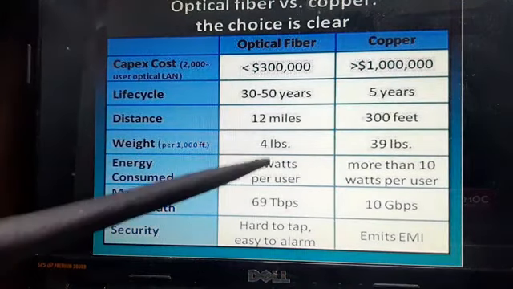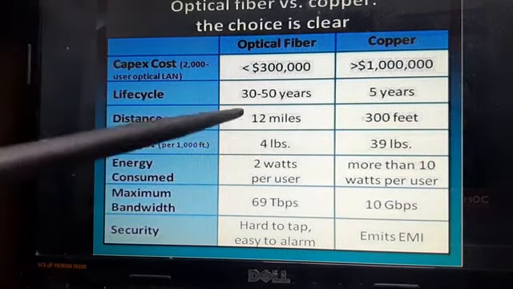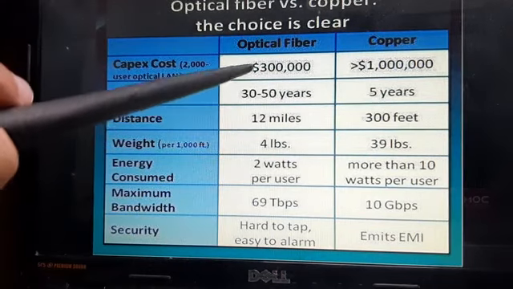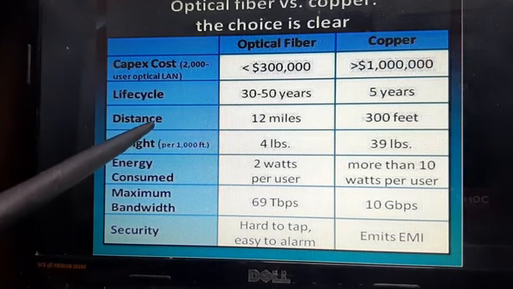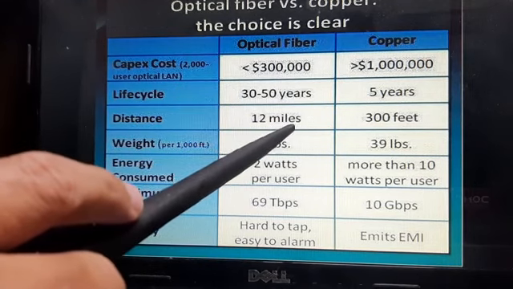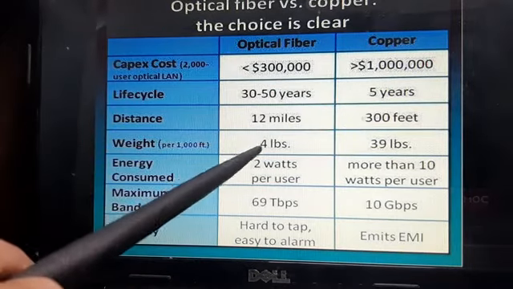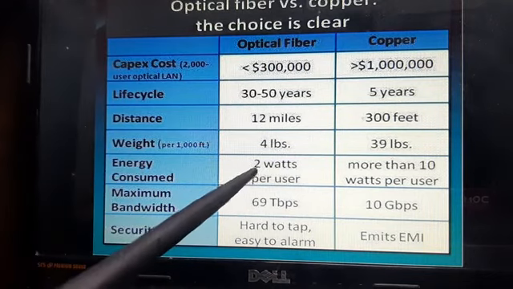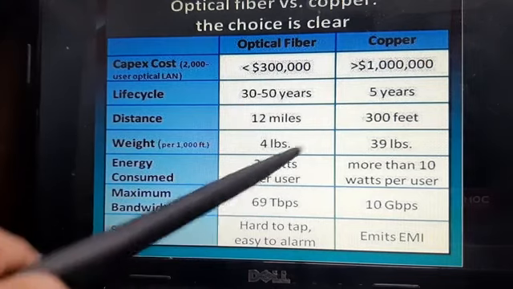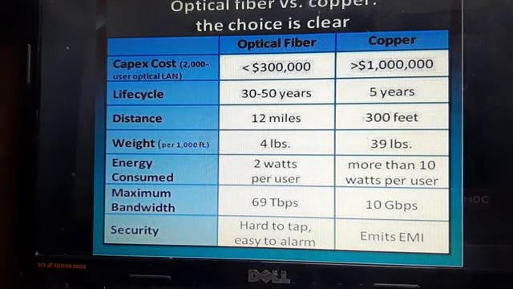So this is the comparison between optical fiber and normal copper communication. If we see the distance, optical fiber can travel up to 12 miles, but copper travels 300 feet. The weight is less as compared to copper, and it consumes low power, that is 2 watt per user, while copper consumes more power, more than 10 watt per user. And there are other differences also.